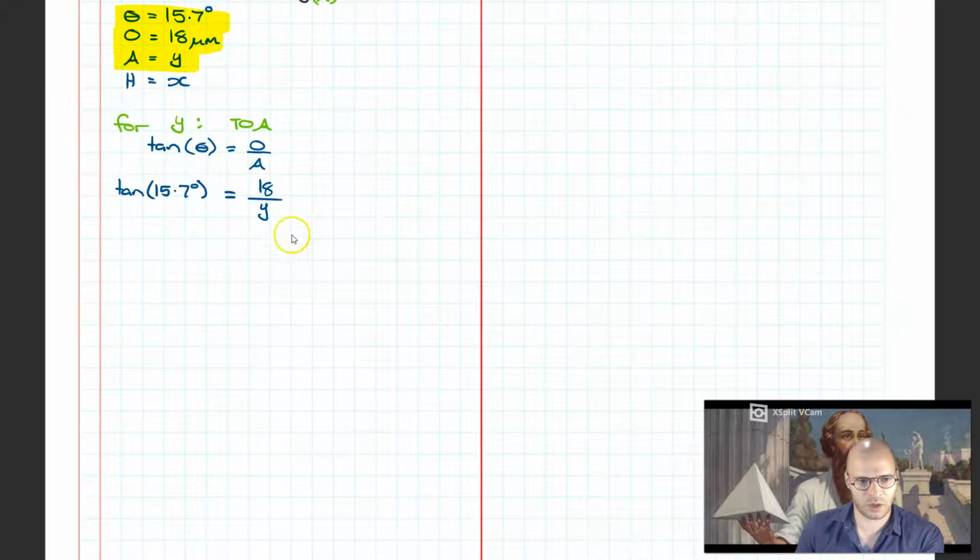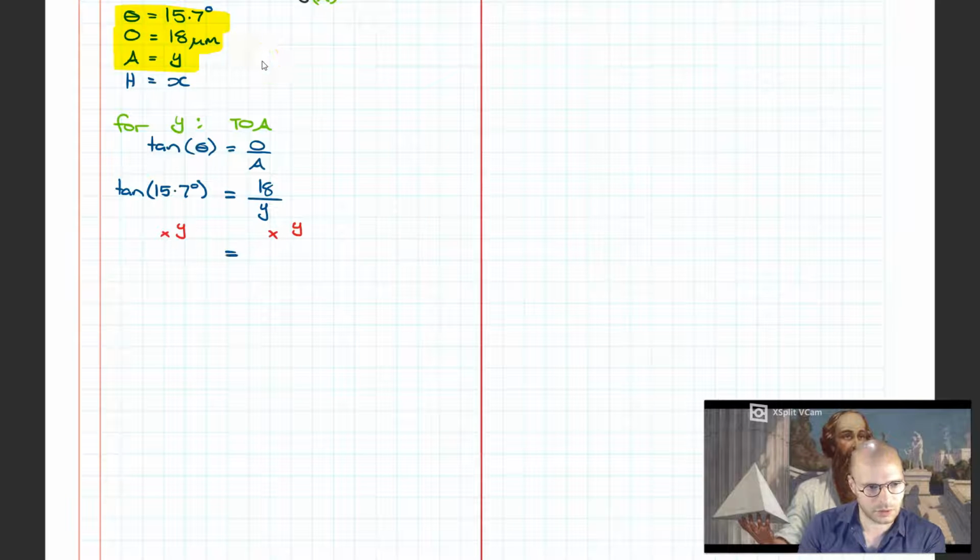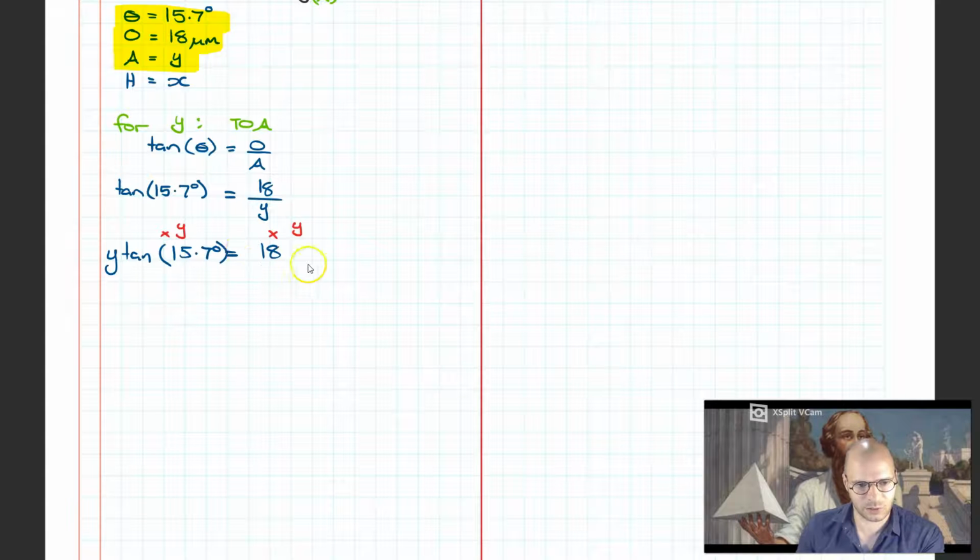And it's at this point where we realize the difference between the examples we were doing in the last video and the examples that we do in this video. What you can see is that the unknown is in the denominator of the fraction, or it's downstairs. And to be honest, we don't really want it downstairs because it makes it more difficult to work with. Now, the way in which we make y the subject is we have to do two steps instead of one step. The first step we're going to do is multiply both sides of the equation by y. This is going to yield y tan 15.7 degrees is equal to 18.